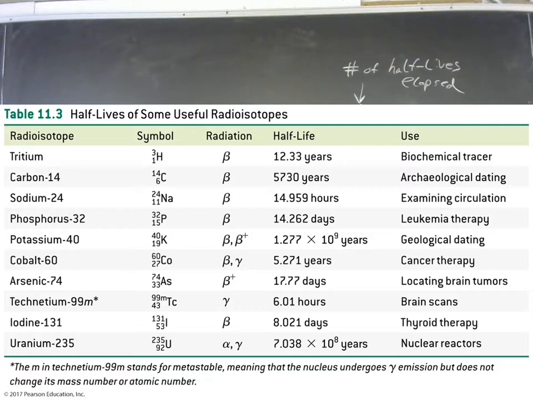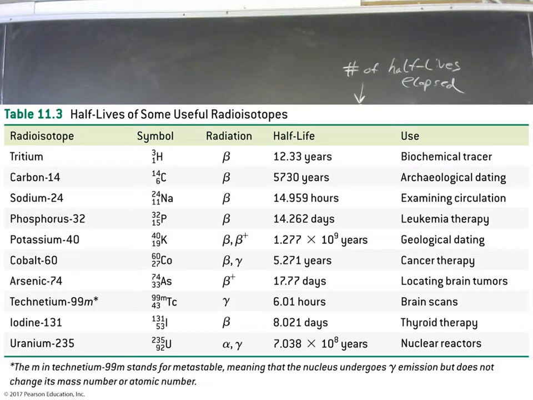Okay, and they have really different ranges of half-lives. Things that we use in radiometric dating will have half-lives on the order of thousands of years or even billions of years. And things that we want to use for scanning and tracing might be as short as 6.01 hours, like technetium-99 down there near the bottom.